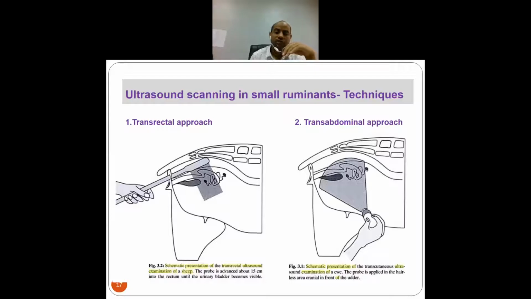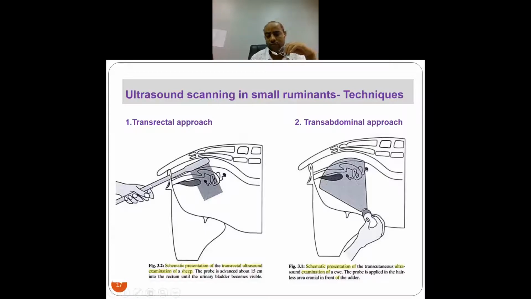All right, so this is a diagrammatic presentation to show you how the positioning looks, and also how the different approaches of ultrasound use in small ruminants are done. So from the left, you can see this is a transrectal ultrasound examination approach. All right, this is a transrectal approach.